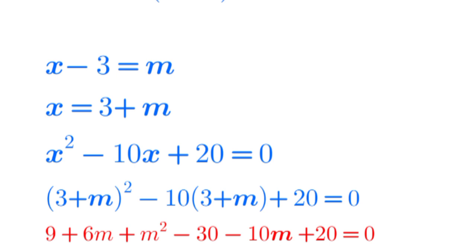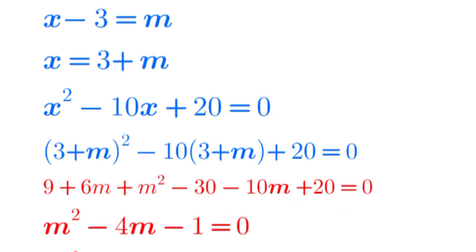Now, after simplifying this expression, we'll be left with m squared minus, that is our positive 6m minus 10m is going to give us minus 4m. Then when we add our 9 minus 30, then plus 20, we will be left with just minus 1. So we have m squared minus 4m minus 1 is equal to 0.